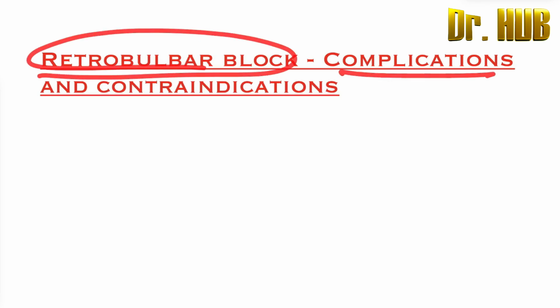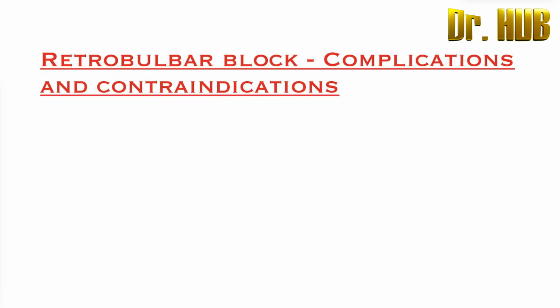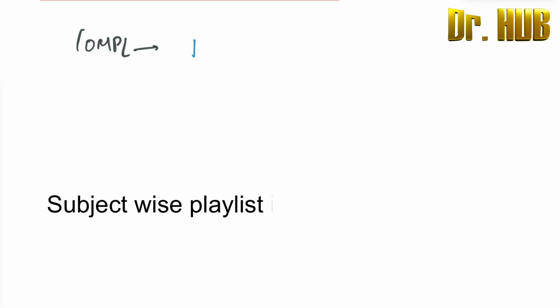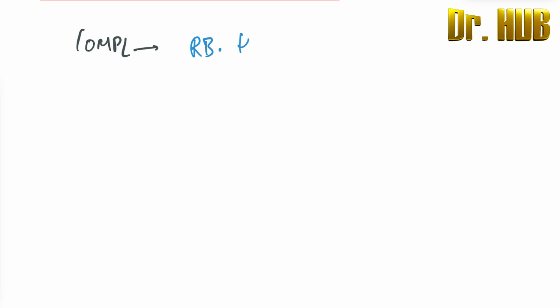Retrobulbar block, we're looking at the complications as well as the contraindications. So first we begin with the complications. Here in the complications, it may be due to retrobulbar hemorrhage. Retrobulbar hemorrhage is the most common complication. Next, it involves a subconjunctival hemorrhage.